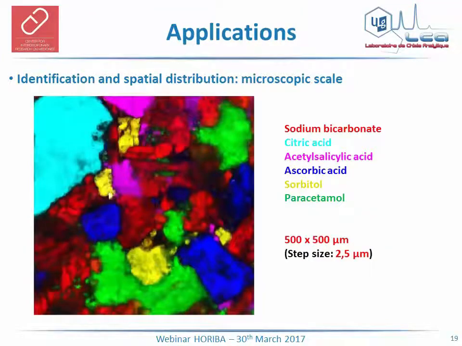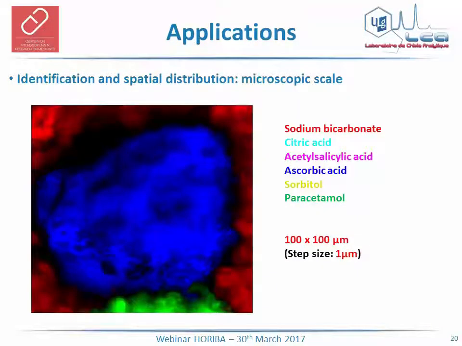The size of the map is now equal to 5 microns by 5 microns with a step size of 2.5 microns. As one can see, a lot of details regarding the size, the shape, and the spatial distribution of the particles can be obtained. For the last map, the size is now 100 by 100 microns with a step size of 1 micron, allowing to focus the analysis on one particle and its surrounding area.